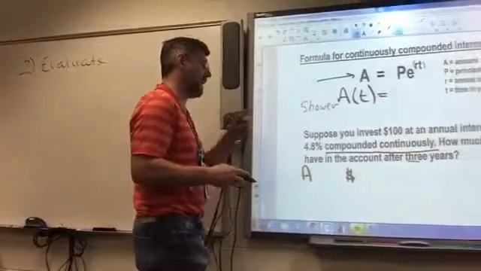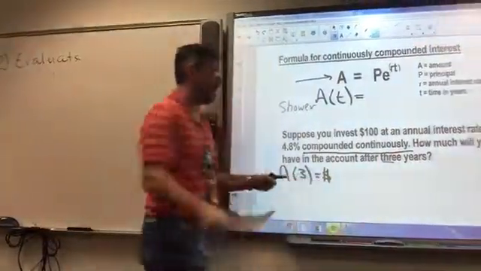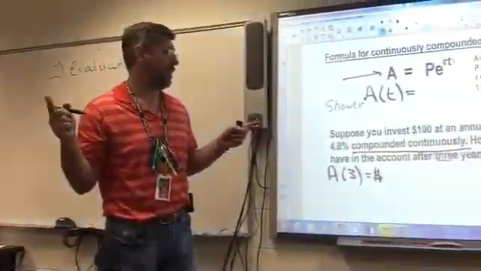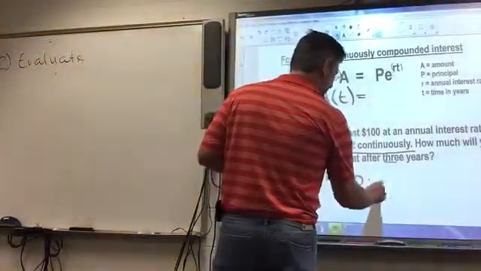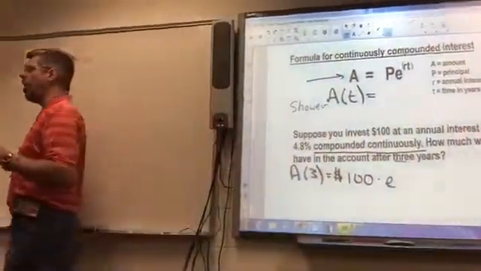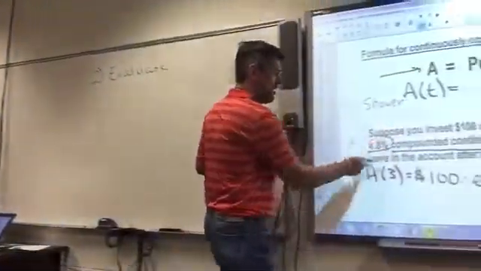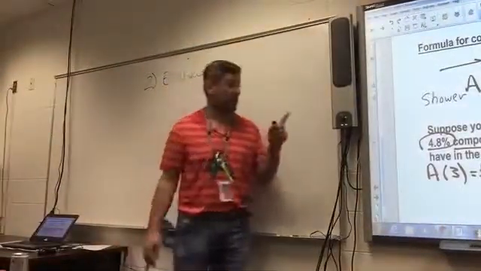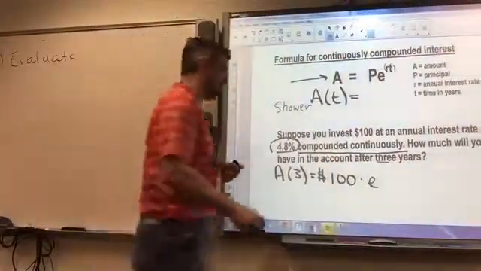it says, how much money will I have in the account after 3 years? So I'm trying to find my amount when time equals 3. We're almost done here. I take my $100. I multiply it by E. What should I use for R? Should I use 4.8? No. Why not? 0.048. Why, Nick? That's how percents work.